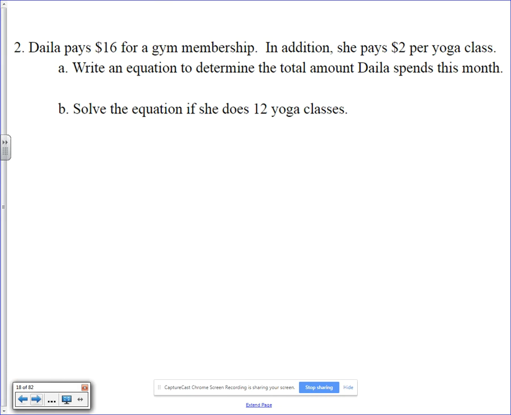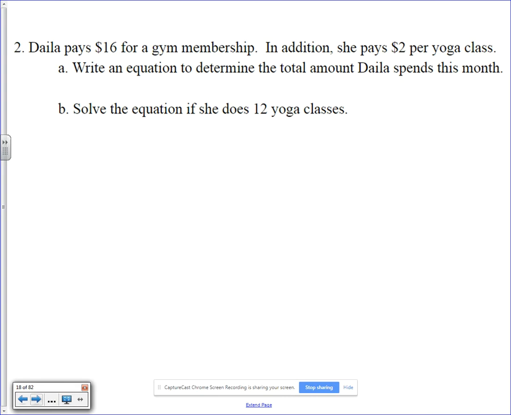We got the situation? Somebody describe it to me. What's happening here? Go ahead, Dalton. She's paying $2 per yoga class. Okay. She's paying $16 for a gym membership. Uh-huh. But her yoga class is $2. An additional $2, right? Okay, so letter A, write an equation to determine the total amount she spends this month.